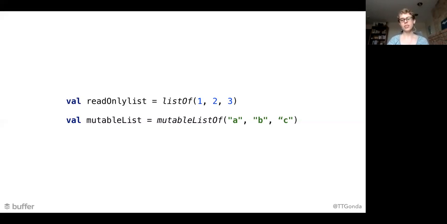Another way that Kotlin defaults to immutability is with lists. To create a list of things, you can use a listOf function. And if you use listOf, it's going to create a read-only list. So once you create the list, you cannot modify what contents are in it. So you can't remove the 2 out of this list of 1, 2, 3, or you can't add 4 to it.